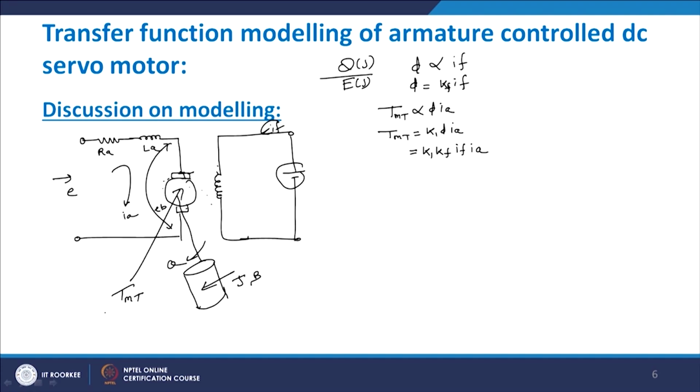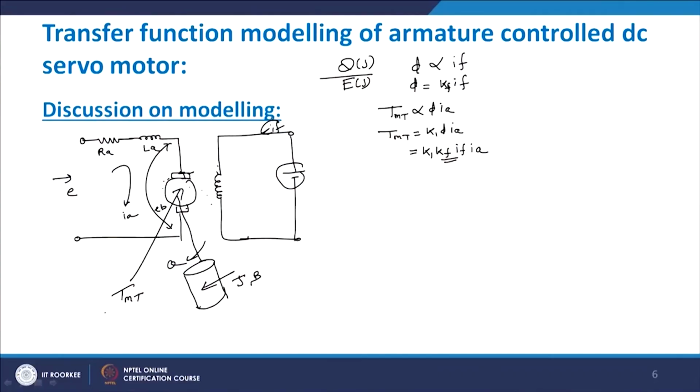So this flux is proportional to Kf into If, and the motor torque is proportional to flux into armature current. So this flux we replace by Kf into If here, and this is the armature current. In this case we are keeping the field current constant. This K1 is also constant, this Kf is a constant, and this If we have to keep constant. Therefore, this total K1, Kf, If we replace by another constant.